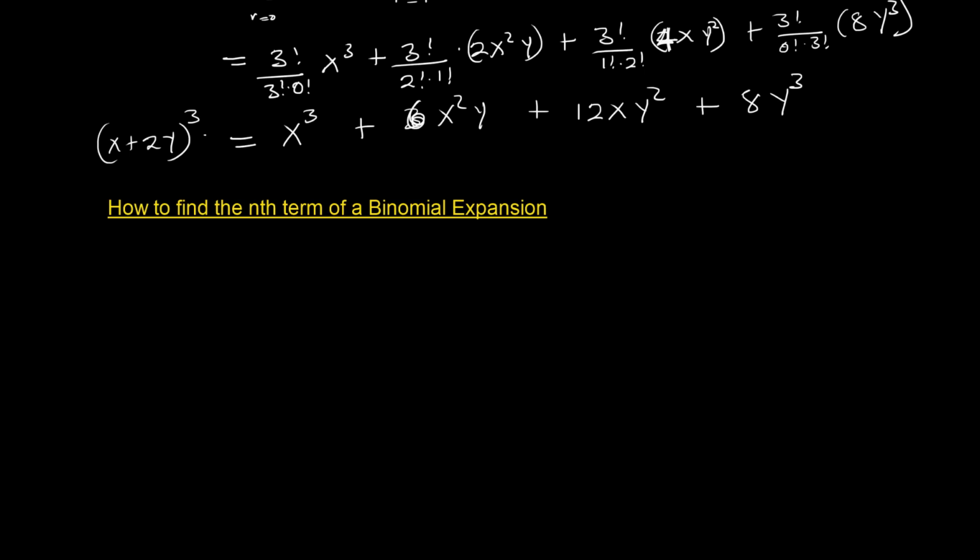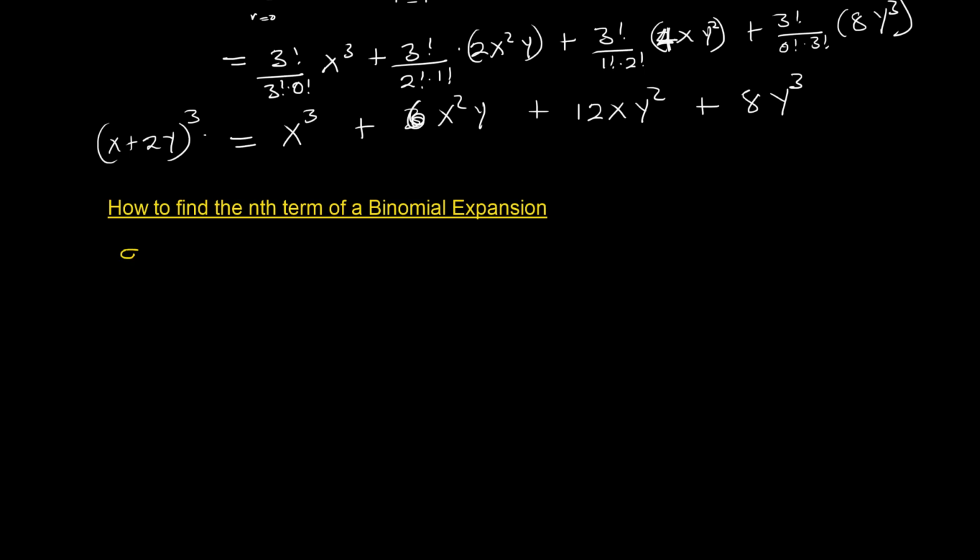Okay, now the next thing I would like to talk about is how to find the nth term of a binomial expansion. Many a time you are asked to find, say, what is the 4th term in the binomial expansion? What is the 7th term in a binomial expansion? Or find the coefficient of the x squared term in an expansion. How do we find that?